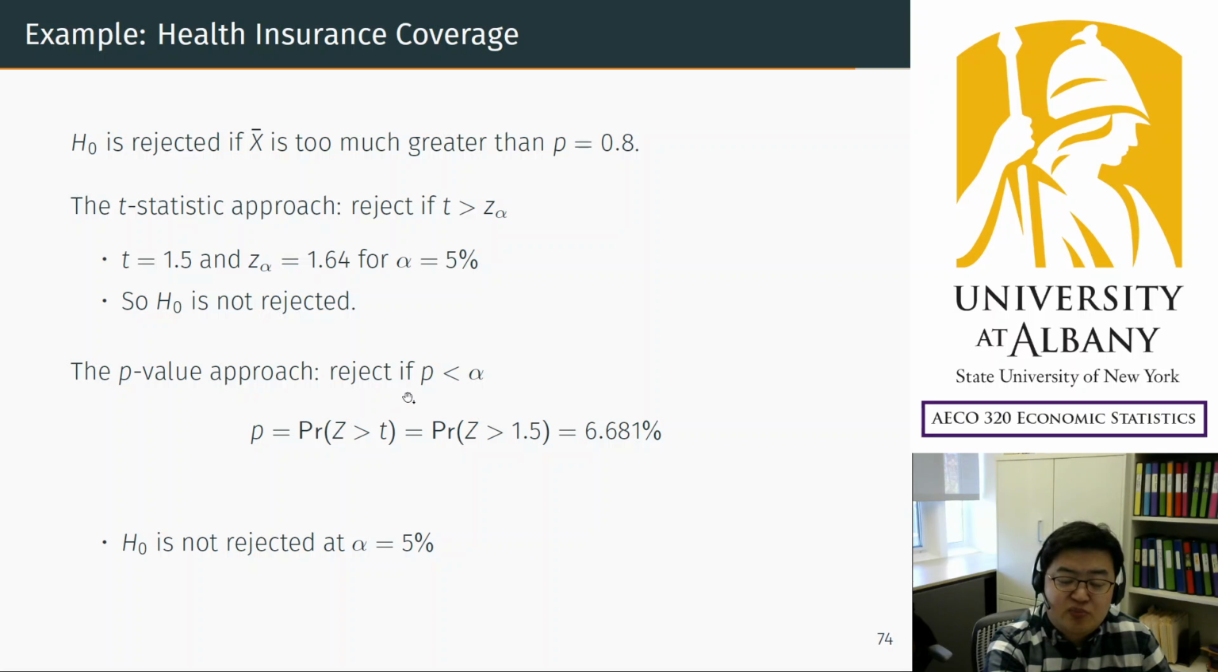If you use the p-value approach, then you calculate the probability greater than the t-stat, right? Greater than 1.5, and you calculate this probability from Excel, then you get 6.681, which is greater than the significance level, so you don't reject the null hypothesis. Because we consider 5% significance level, and p-value is greater than that.